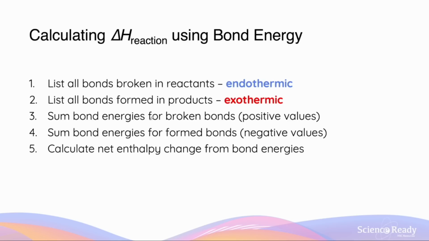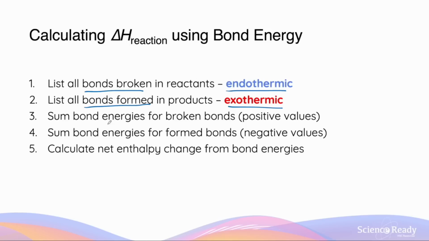In the following examples, I want you to follow the following 5 steps in thinking about how to calculate the enthalpy change for a given chemical reaction. The first 2 steps involve identifying the chemical bonds that will be broken and formed in the reactants and products respectively. Whenever bonds are being broken, this is an endothermic process, meaning energy will be absorbed. Whenever bonds are being formed in the products, this is an exothermic process, meaning energy will be released.